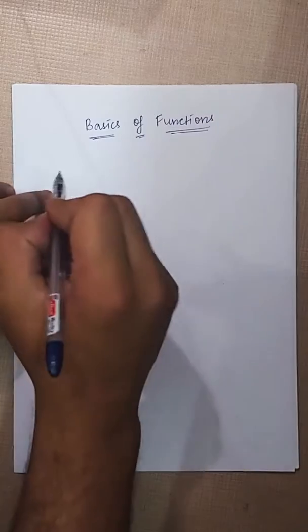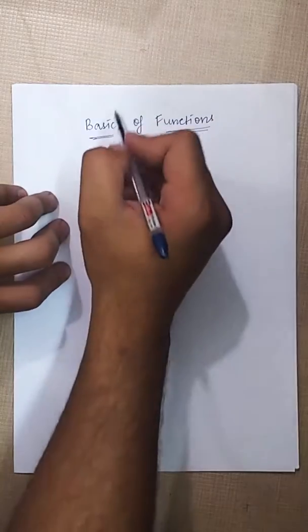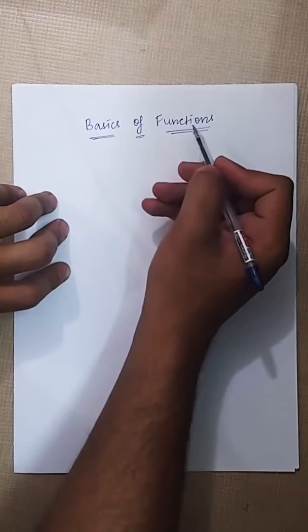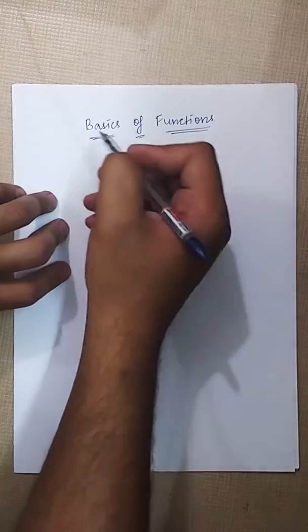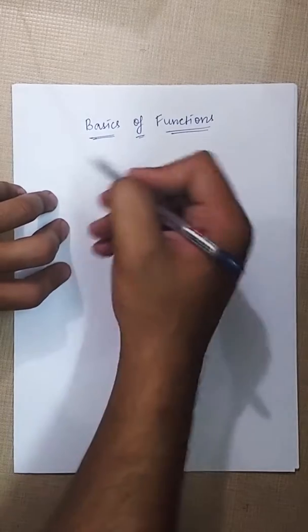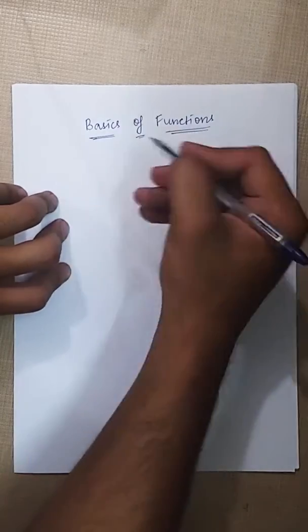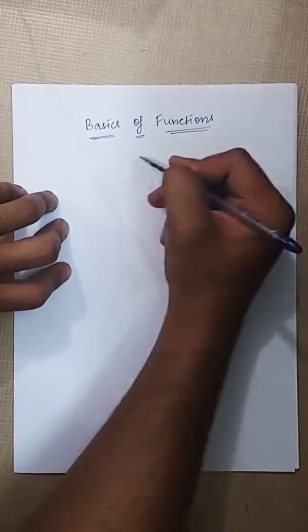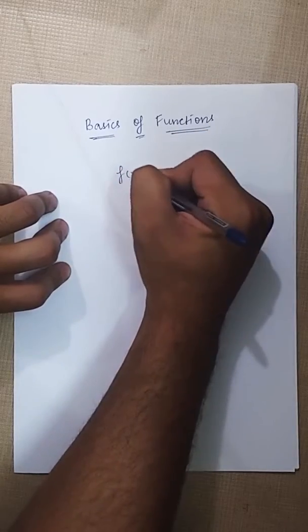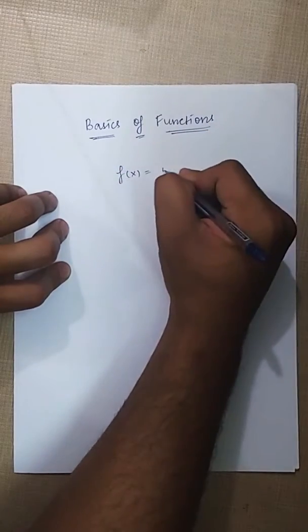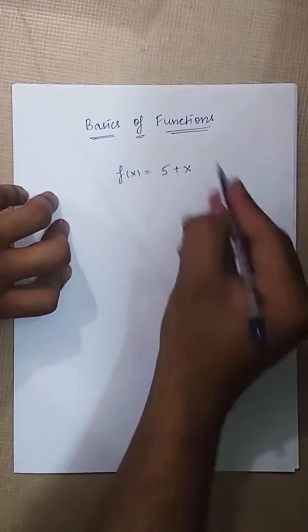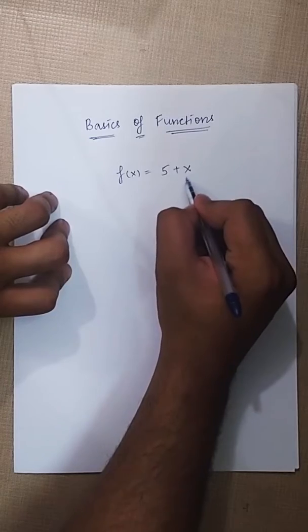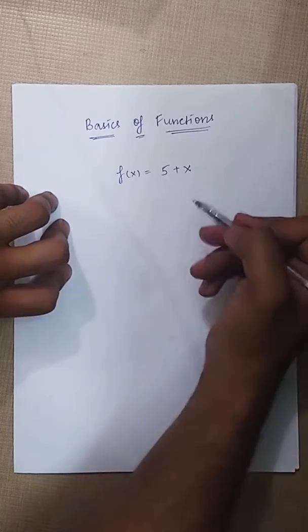Hi, in this video I'll try to explain the very basics of functions in discrete mathematics. Now functions, you probably already know what functions are. A function in mathematics is simply, for example, like this: f(x) equals 5 plus x. This is a very simple function. We give it any x and it adds 5 to it and gives back the value plus 5.